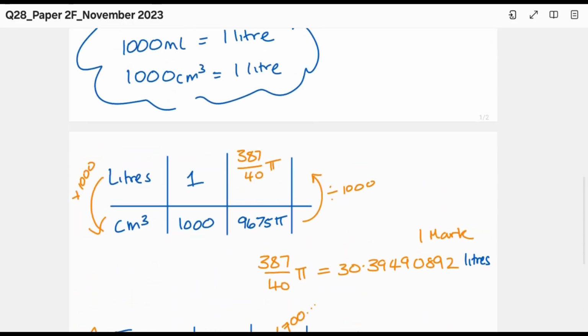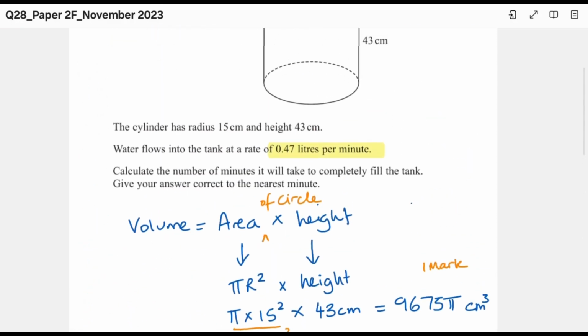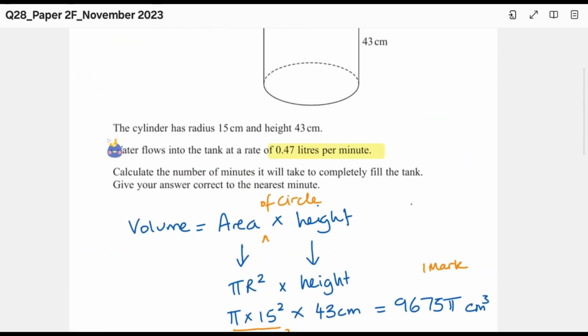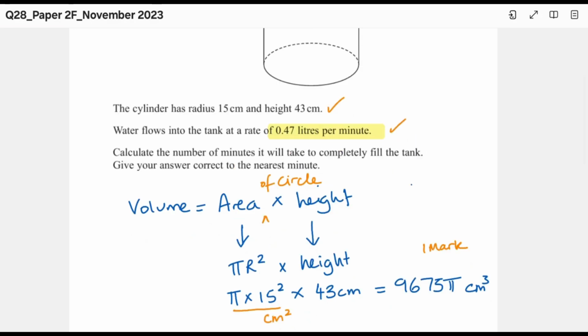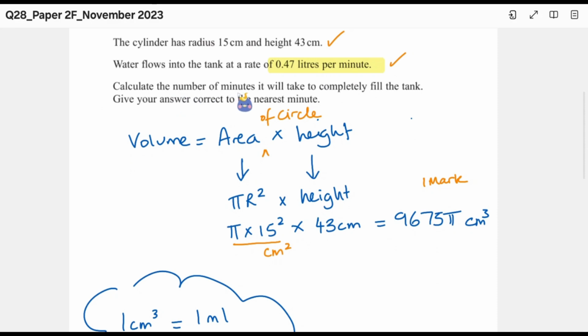Right, so let's go back to our question and see what else we need to deal with. So we've worked out the volume from this section here. We've converted from centimeter cube to liters, and we've found out how long it will take to fill in our cylinder. Now, it says calculate the number of minutes. That's what we've just done. It takes to completely fill the tank. Give your answer correct to the nearest minute.